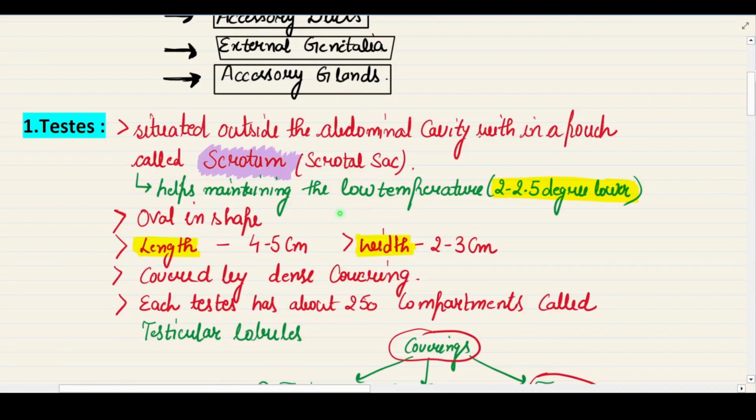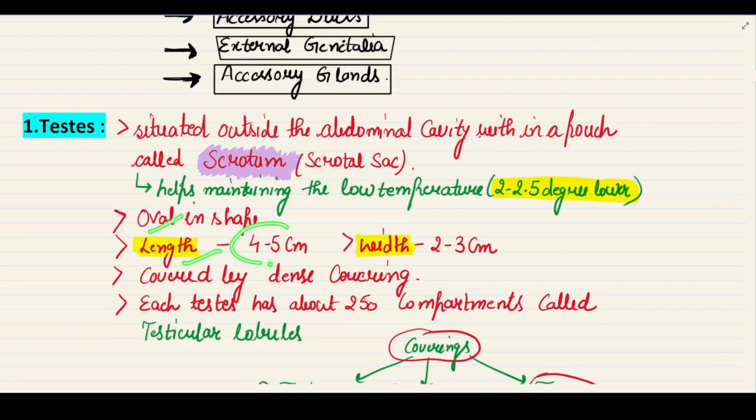What is the function of the scrotum? It helps in maintaining a lower temperature, about 2 to 2.5 degrees lower than the other internal body organs. So the temperature of the testis is cooler than other body parts. The shape of the testis is oval in nature, as you can see in the structure.